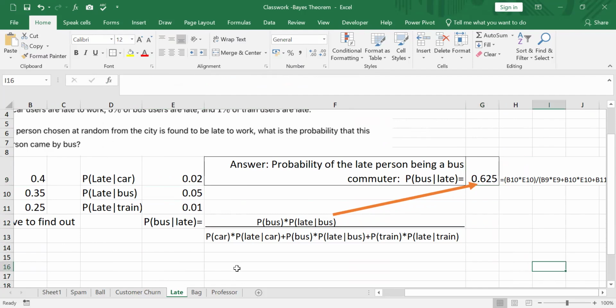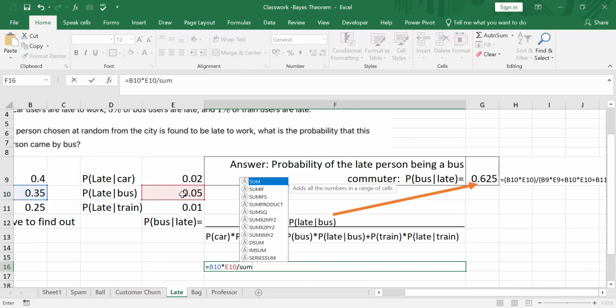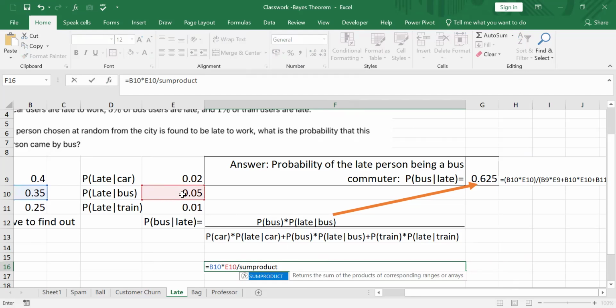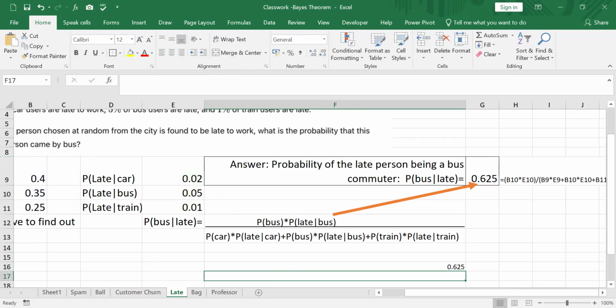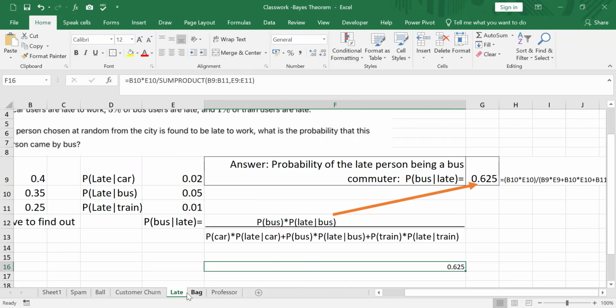So let us do it in another manner using the sum product also. So it is equal to B10 star E10 divided by the sum product of this column, comma, this column. That also comes to 0.625. Right. So it is easier to do with sum product, and there is less confusion. 62.5%.